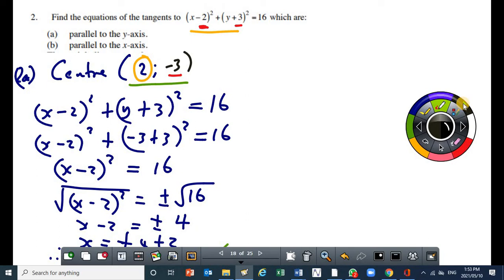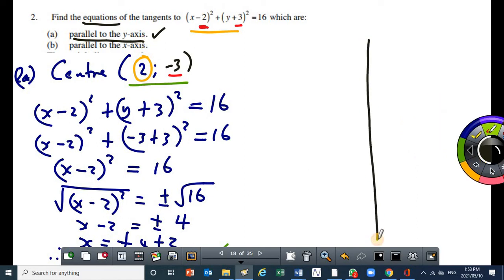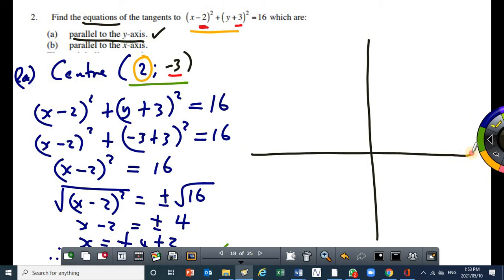The question says, find the equations. This is plural. Find the equations of the tangents to that equation of a circle which are, number 1, for A, parallel to the y-axis. Now, I want you to be aware that you also have to use your common sense to do the question, right? So, we draw a Cartesian plane to visualize what's happening.